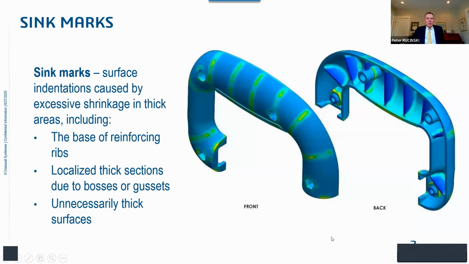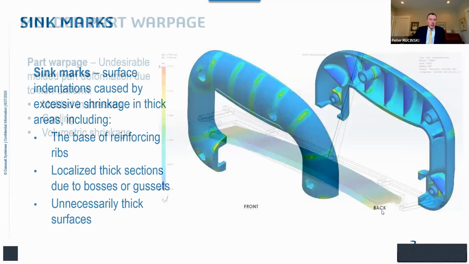Sink marks are surface indentations which are caused by excessive shrinkage in localized thick sections of the part. Usually they occur at the base of reinforcing ribs, where the base of the reinforcing rib is simply too thick. You can also get these localized thick sections due to bosses or gussets. And we'll talk about some rib design guidelines in a few minutes. This is a problem which is generally very easily predicted, analyzed and avoided.